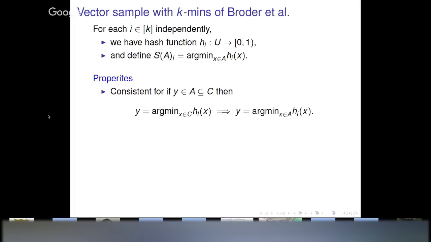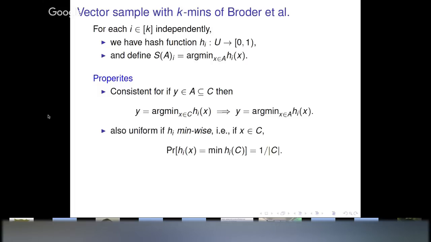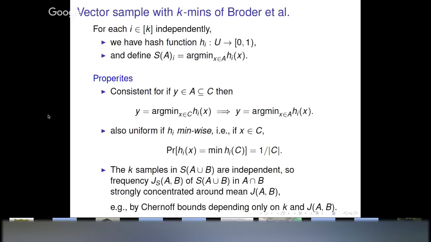And it's easy to see that it's consistent. This was the thing we talked about before. It's because when you sample, the smallest element from a big set is also the smallest in the subset, and uniform if we assume true randomness. And things are also nicely concentrated because we're just doing k samples without replacement.